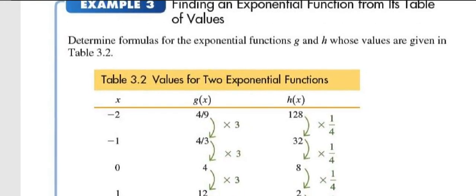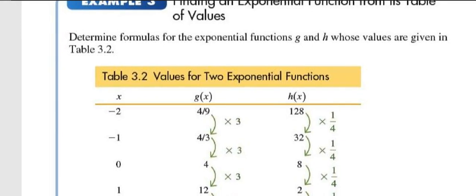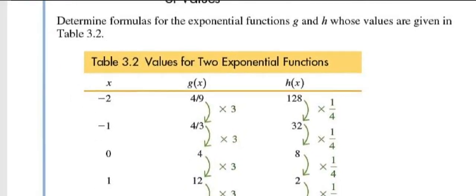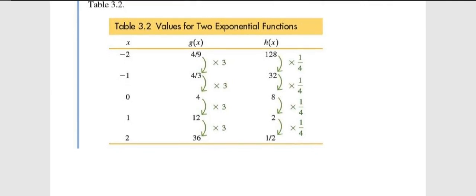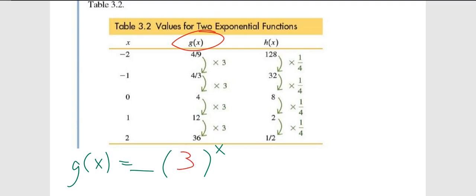Okay, example 3 here. Determine formulas for the exponential functions g and h whose values are given in table 3.2. Alright, so g of x, let's see, we want something times something to the x power. What do you think we're multiplying by every single time? Thank you very much for the vote for 3. You would be correct. What do you think goes in that first blank?